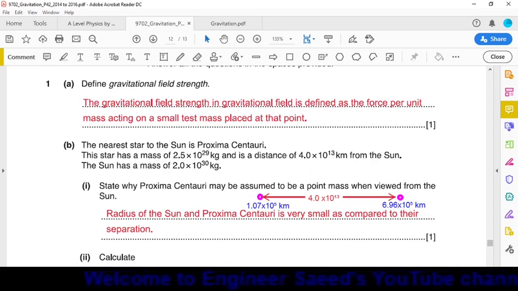Actually, the distance between the Sun and Proxima Centauri is equal to 4 into 10 power 13, and this distance is so large when compared with their radius that their radius can be neglected. So we can say that the radius of the Sun and the star is so small that it can be neglected when compared with the separation between them. So this is the answer. The radius of the Sun and Proxima Centauri is very small as compared to their separation.